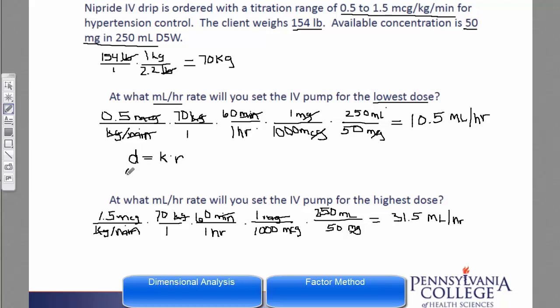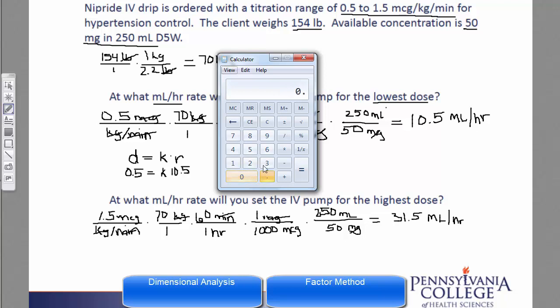The lowest dose is 0.5. K is unknown to us at this point. The lowest rate is 10.5. To solve this equation, I'll take 0.5 and divide by 10.5. When we're working with a factor number, we typically round our factor number to the hundredths place, which is 2 decimal places. So looking at the factor number, I have 0.05 because the 7 rounds the 4 up. So the K value is 0.05.